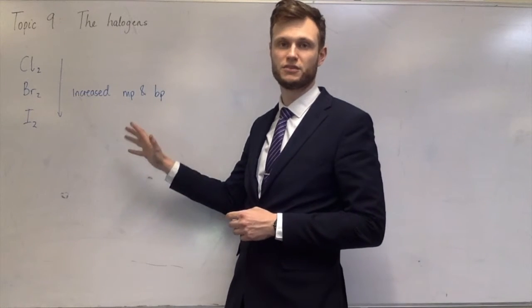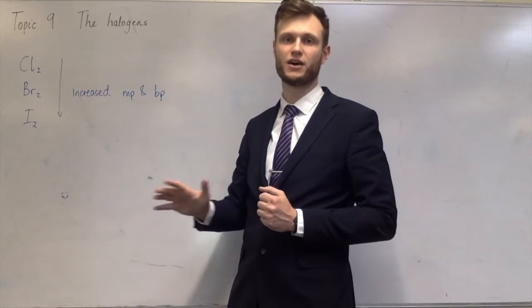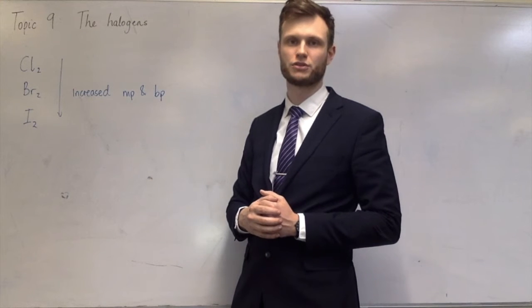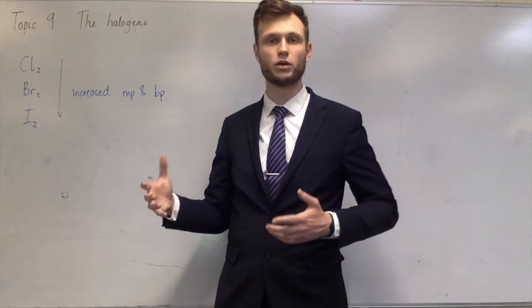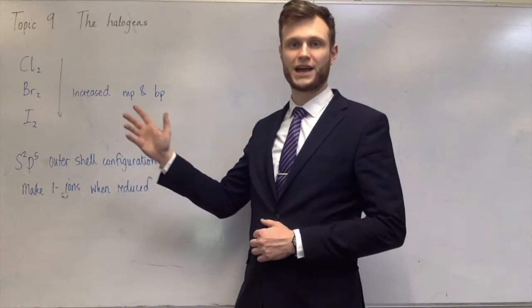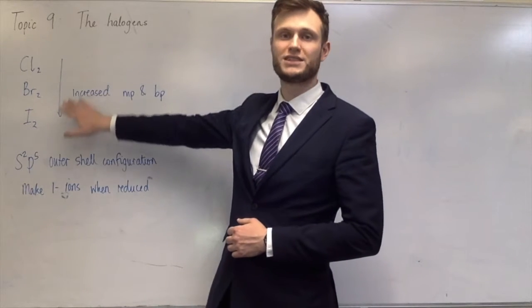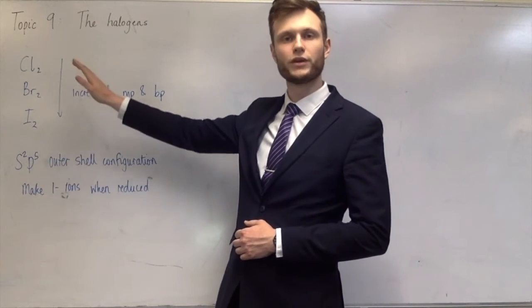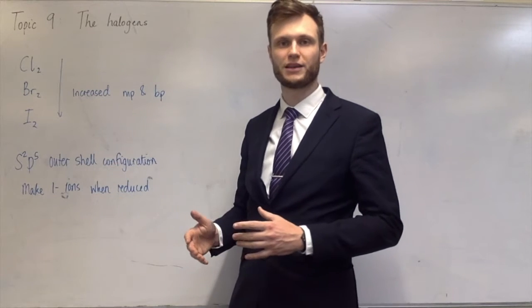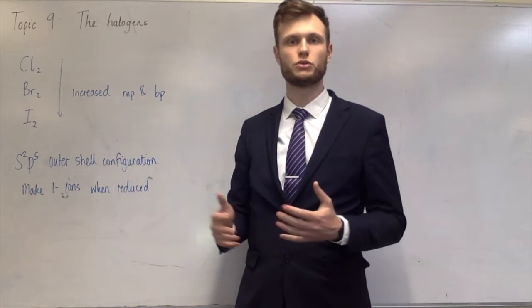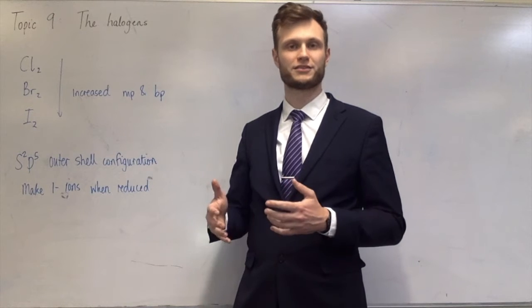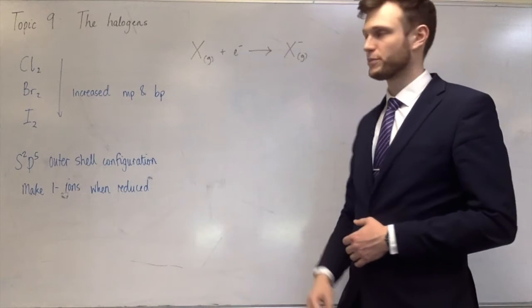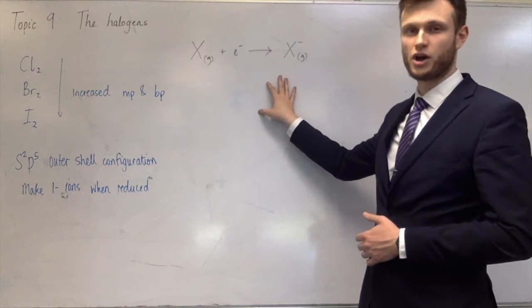Each of these atoms has an s2p5 outer shell electron configuration, and they all tend to make 1- ions when they're reduced. For the halogens, reactivity decreases down the group. Fluorine is the most reactive of the halogens. And to explain that fully, I'm actually going to talk about something new called electron affinity, and that's described by this reaction. Now you should be able to see a similarity between this and ionization energy.